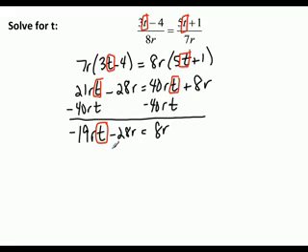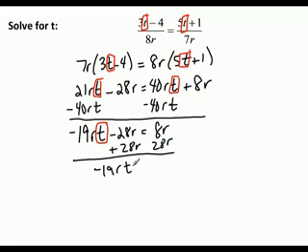It's still not alone, so I'm going to add 28r to both sides, which leaves me with a negative 19rt equal to, if I add these, a 36r. Again, this is what I want to get alone. But the t is being multiplied by a negative 19r. I can do a division of negative 19r all in one step.